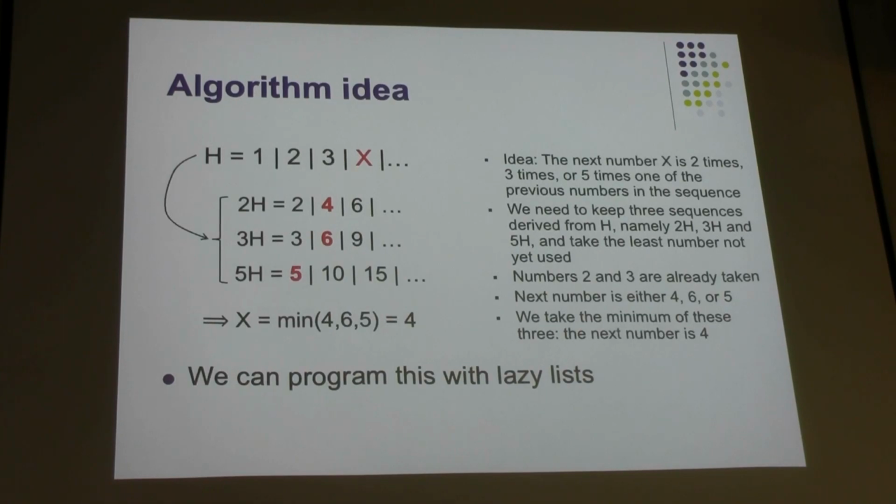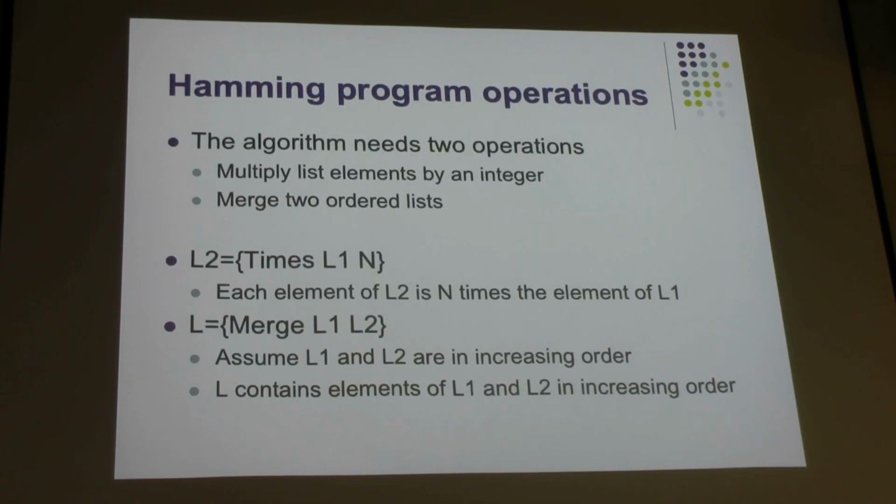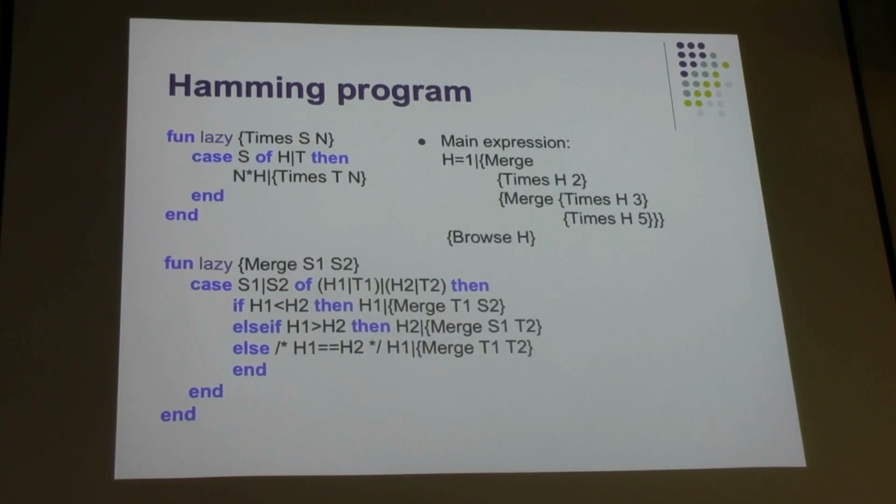You take the smallest element each time. Okay? And so these lists are unbounded. So whenever you see an unbounded list, you should have a little alarm bell ringing in your head. That means you can do it lazy. Okay? So this is a very simple lazy program that uses two lazy functions. Lazy times, which is very easy, and lazy merge. Notice there is no middle here, right? These programs are both infinite loops, okay?